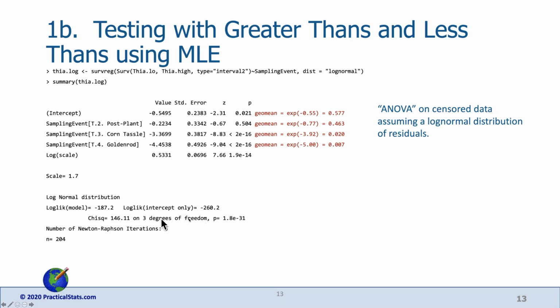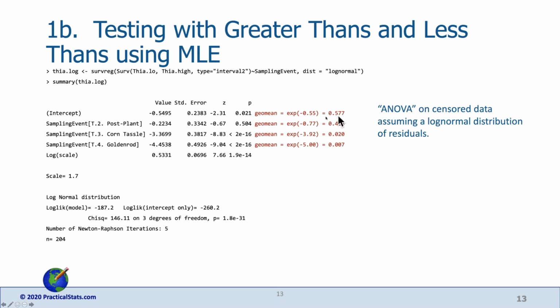Here is the test down here, with a chi-squared test statistic. The p-value is what you should be familiar with. If this is less than 0.05, and this is way less than 0.05, then these groups are different. These group geometric means are different. These group mean logs are different.